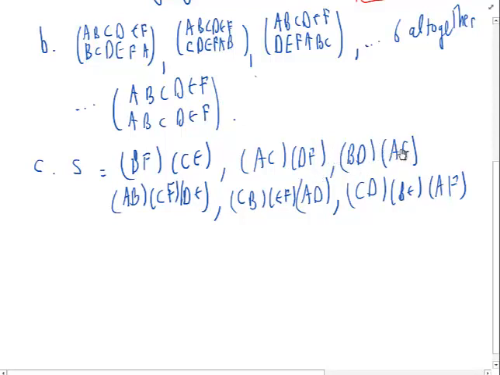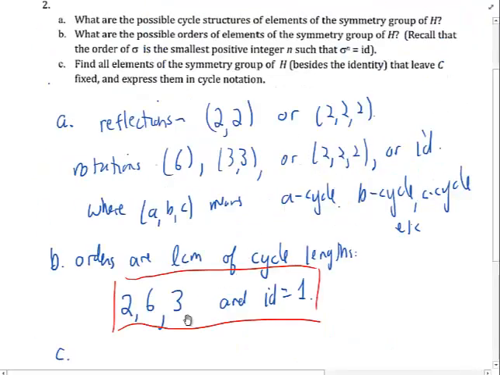So actually you should write the AE and BD first because the AE has the A in it, but it really doesn't matter all that much. So this would just be AE and BD. Okay, so that's the answer for part C.